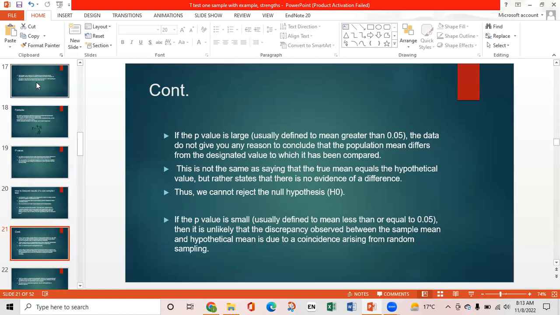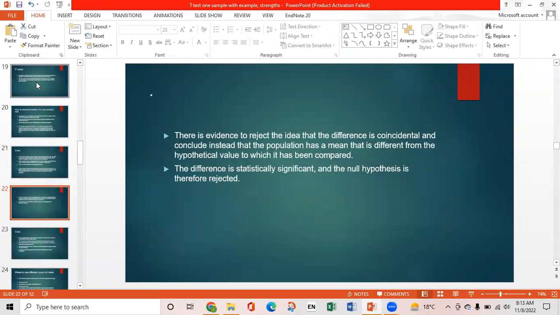If the p-value is small, that is usually defined to mean less than or equal to 0.05, then it is unlikely that the discrepancy observed between the sample mean and hypothetical mean is due to coincidence arising from random sampling. There is evidence to reject the idea that the difference is coincidental and conclude instead that the population has a mean that is different from the hypothetical value to which it has been compared. The difference is statistically significant and the null hypothesis is therefore rejected.